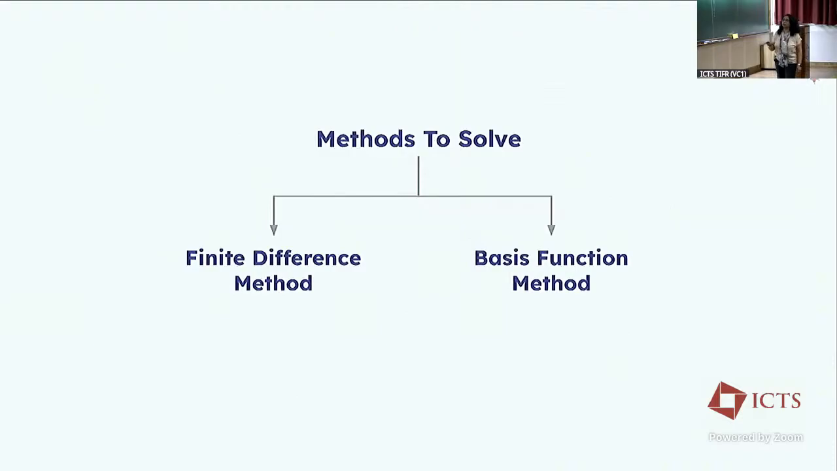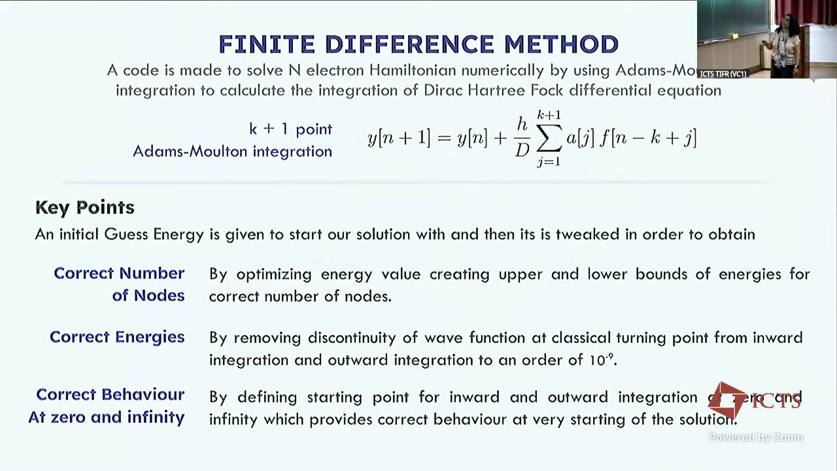Okay, now there are two different methods which are integrated in the package right now. We solve the Dirac equation using the finite difference method and also using the basis function method. Briefly, we use Adams-Moulton integration to do these finite difference calculations. It's a k plus 1 point integration method. We start with an initial guess, and then we keep changing this initial guess so that the correct number of nodes, correct energy, and correct behavior at 0 and infinity can be found.